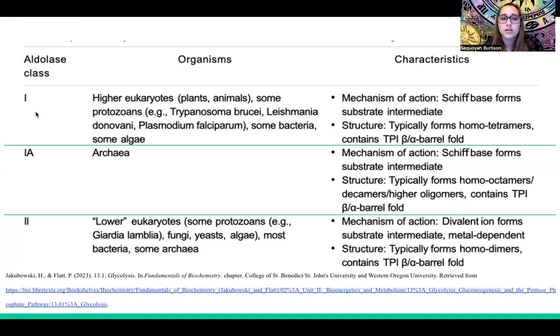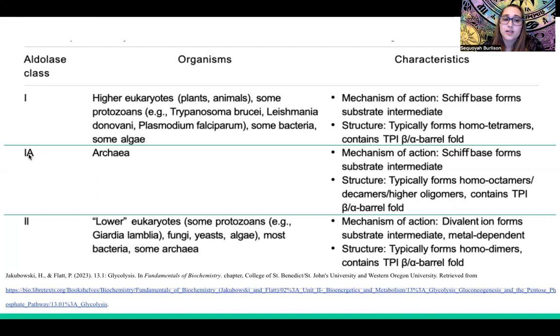Aldolase class 1 is the most common. It occurs in a lot more organisms, and it's typically formed into homotetramers. So there's 4, and all 3 of these classes contain TPI beta alpha barrel folds. So 1, 2, and 3.